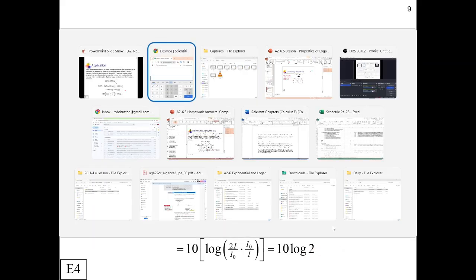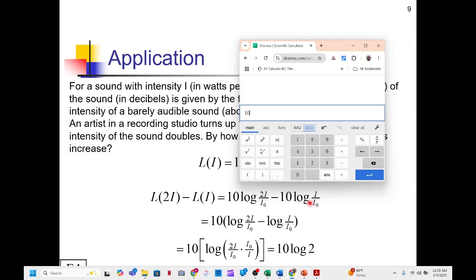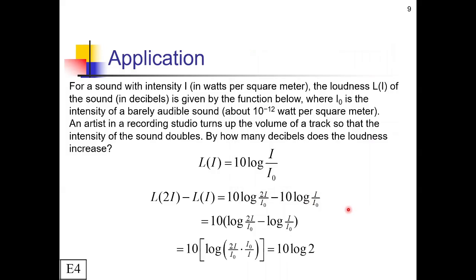Now, what is 10 log 2? Well, if you want to plug it into Desmos, that comes out to approximately 3.01. So 3.01 decibels. So that's the end of this one.